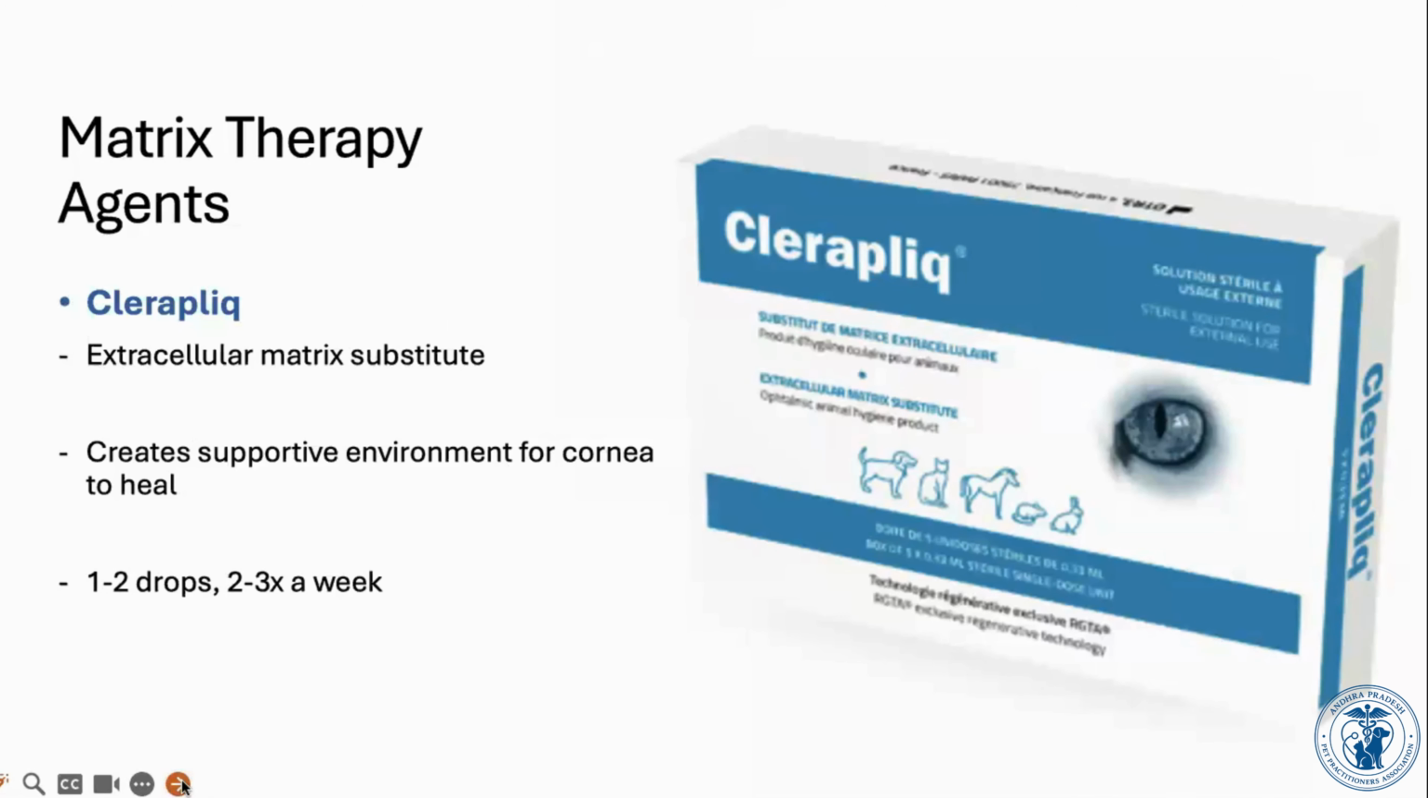Then matrix therapy agent, this is quite new. This is nothing but an extracellular matrix substitute. It is something related to the stroma. Extracellular matrix is something which helps in covering up the stromal defects. This usually creates a supportive environment for the collagen to form or proliferate and helps in corneal healing. We have to use this 1 to 2 drops, and something new is that this has to be used only twice or thrice a week. We can formulate the usage, how much we have to use or till how long, as per the improvement.